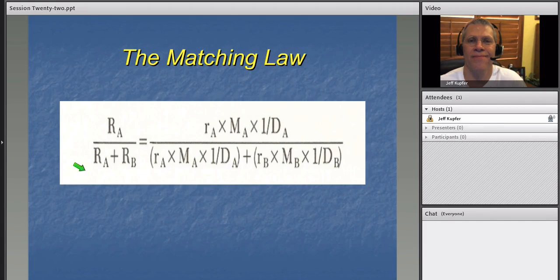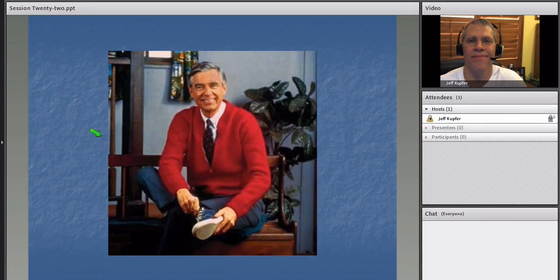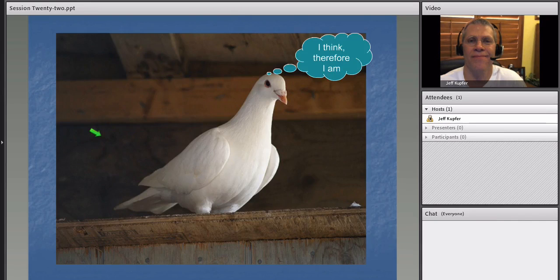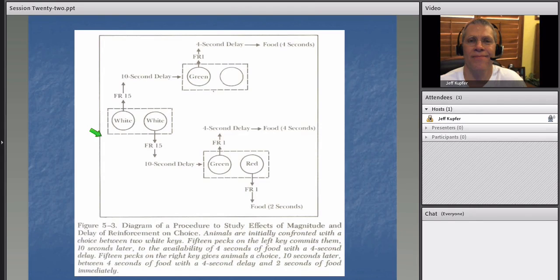It starts off with two white keys when you put the pigeon in the chamber. A white key on the left and a white key on the right. If the pigeon pecks this white key 15 times on the left, FR15, there's a 10-second delay in which the chamber goes dark. After 10 seconds, the left key, which was white over here, now lights up green. If the pigeon responds on this green key, FR1, there's a 4-second delay, and then there's 4 seconds of food delivered to the pigeon. When the pigeon gets 4 seconds of food, everything resets, and the pigeon comes back to this original condition.